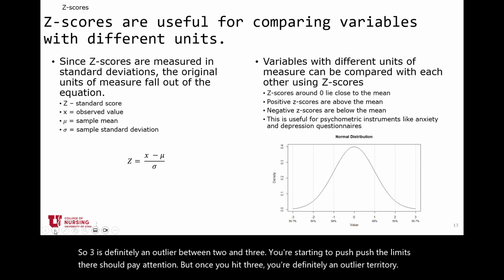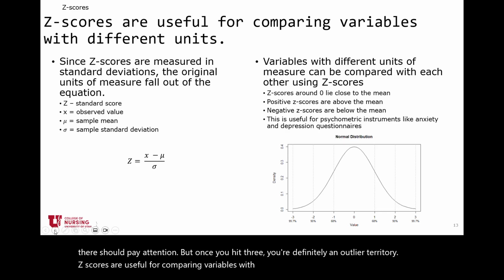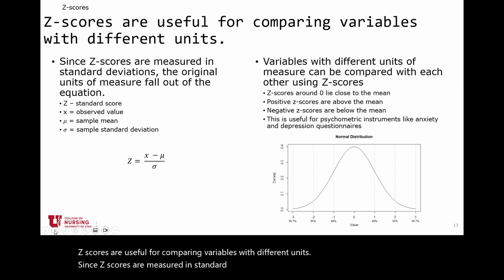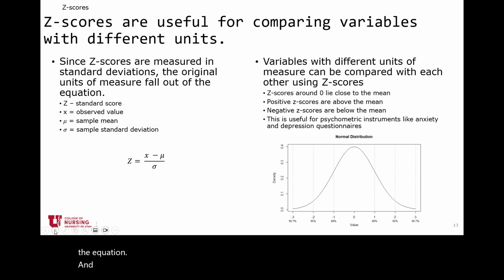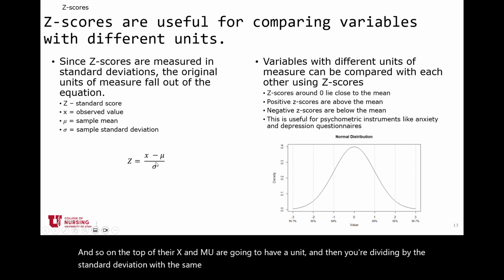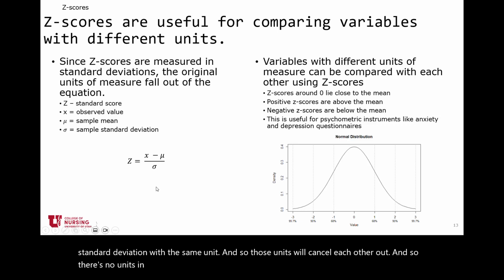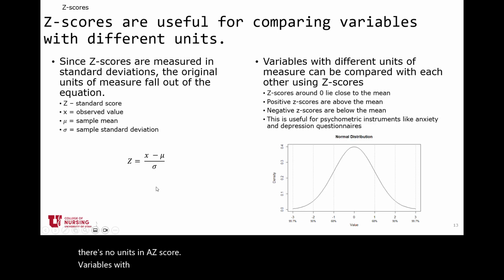Z-scores are useful for comparing variables with different units. Since z-scores are measured in standard deviations, the original units of measure fall out of the equation. On the top, x and mu are going to have a unit, and then you're dividing by the standard deviation with the same unit, and so those units will cancel each other out, and so there's no units in a z-score. Variables with different units of measure can be compared with each other using the z-scores.